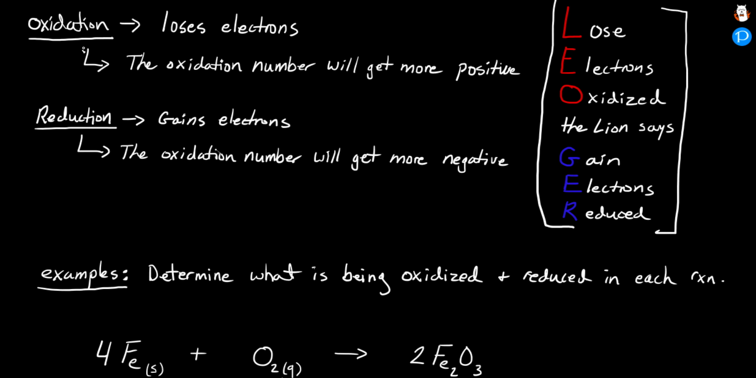But that's what we need to remember. If something's being oxidized, losing electrons. If something's being reduced, it's gaining electrons. A good way to remember that is this little mnemonic device over here.